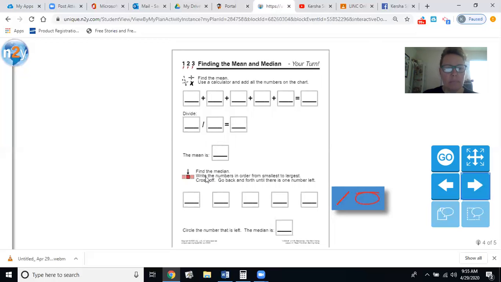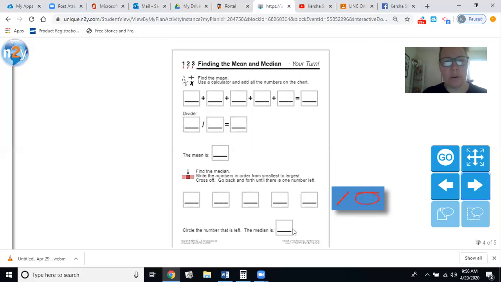Now finding the median, you're going to put all of these numbers in order. And again, this would probably be easier if you just wrote these down first. Put them in order from smallest all the way to the largest. And then you're going to cross off the least amount and the largest amount. And then you're going to go to the next one, cross it off, and then the next largest, cross it off. This one right here is going to be your median because it is in the center of this whole set of numbers. And then you're just going to add your median right there.